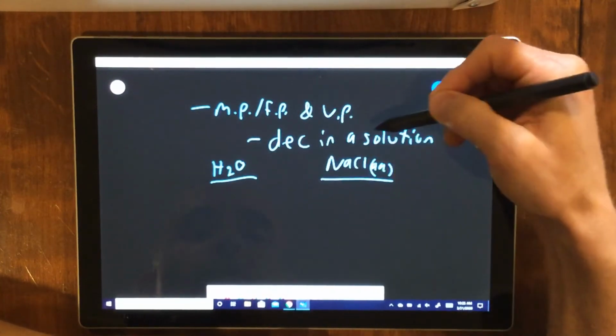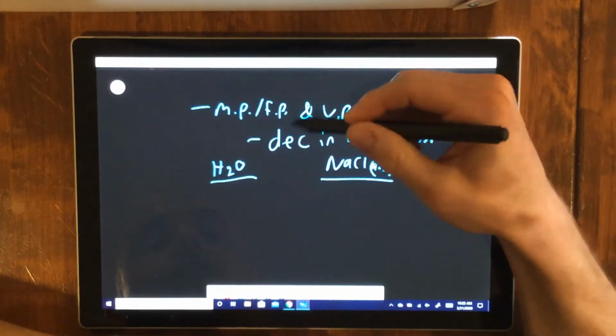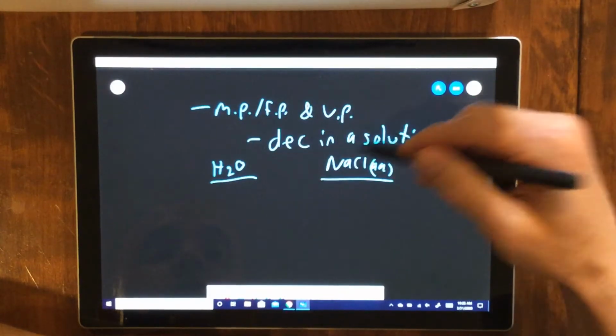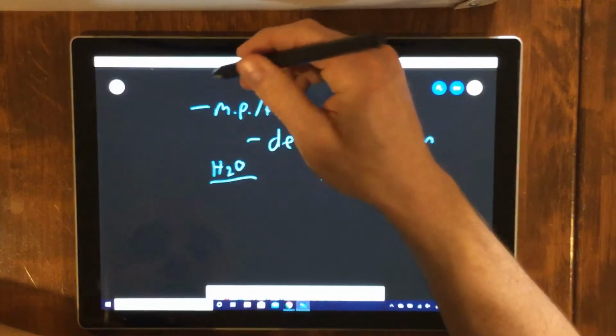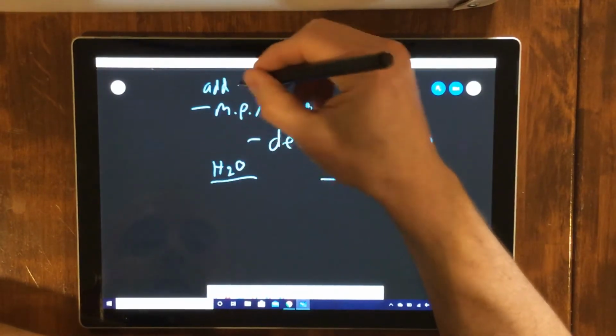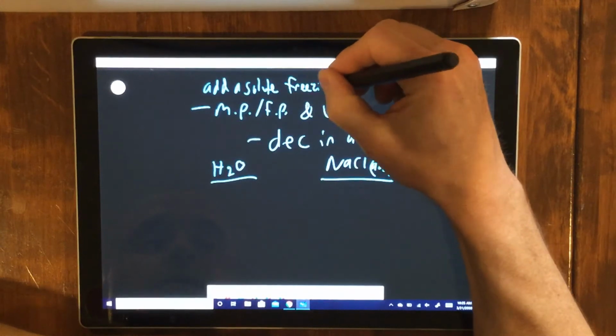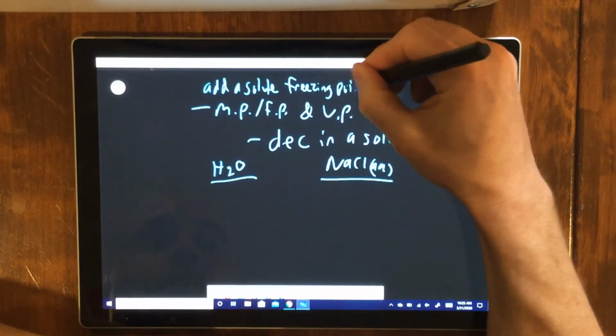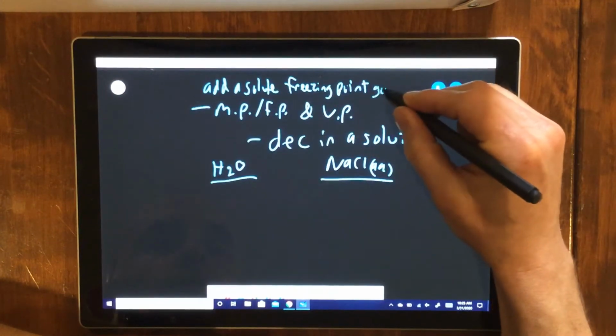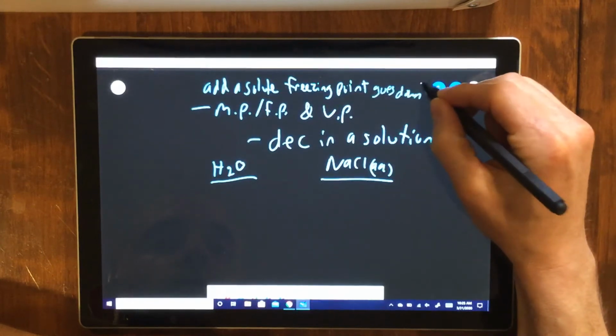Add a solute, boiling point goes up. Add a solute, freezing point goes down. So actually, I'll write that. Add a solute, freezing point goes down. Sorry, I'm running out of room.